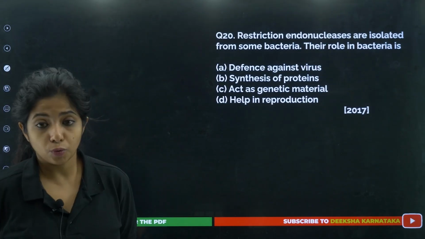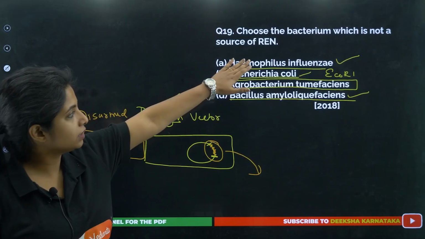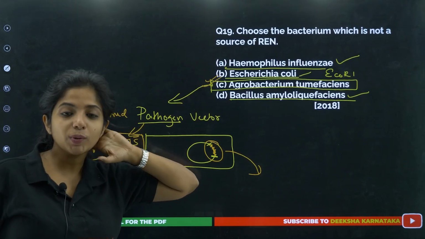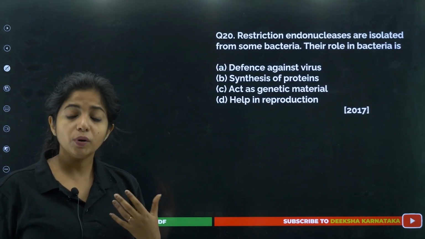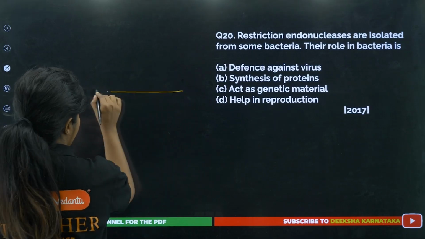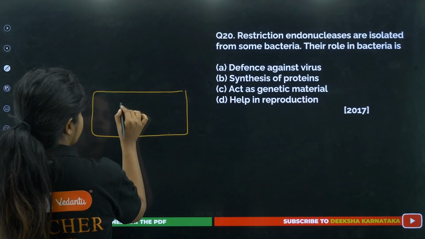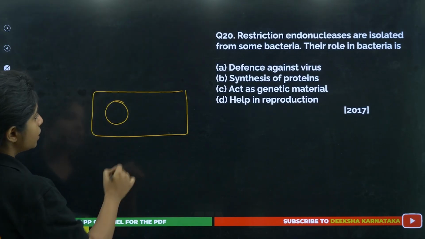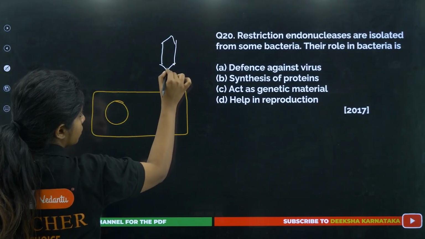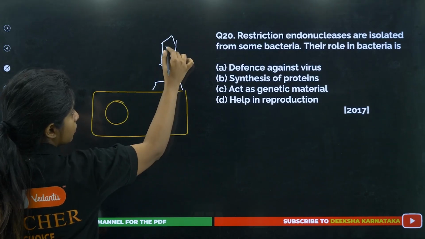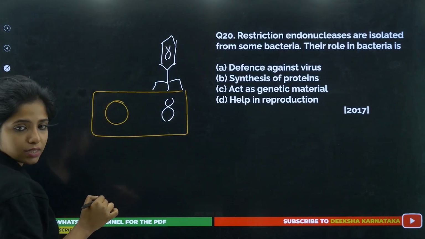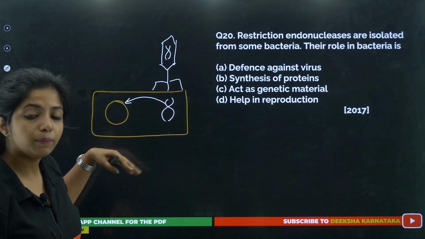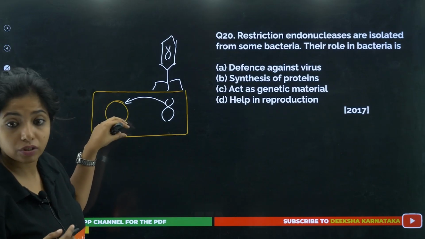Cool. 20th question. Restriction endonucleases are isolated from some bacteria. Their role in bacteria is to... So why do you think that I said that these guys that you see over here, they all have restriction endonucleases? Why do you think they have the enzyme? So what happens is that, for example, this is a bacteria, and this is their DNA. And suppose there is one virus that came over here and tried to infect it. This virus gives its genetic material inside, and slowly it puts its genetic material here in the bacteria's body and will make copies of it. It uses the bacteria's machinery to make copies.